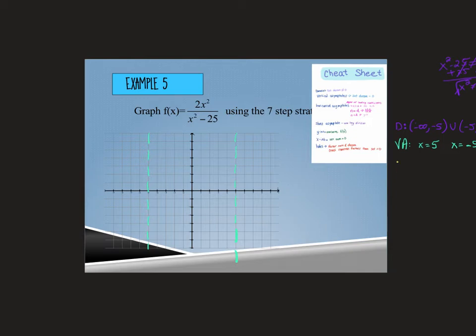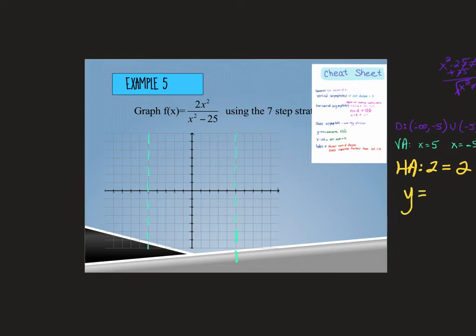Okay, let's talk about horizontal asymptotes. How do we find horizontal asymptotes? What's the cheat sheet say to do? Compare degrees. What's the degree of the numerator? 2. What's the degree of the denominator? 2. If the degrees are the same, how do we find what our asymptote is? Coefficients. It's the leading coefficient of the numerator over the leading coefficient of the denominator.